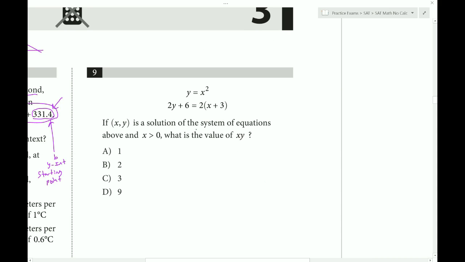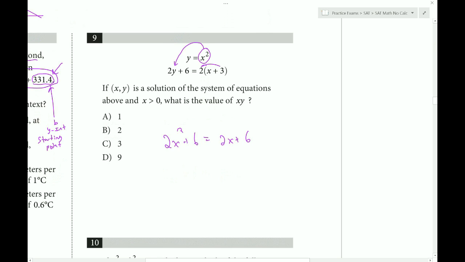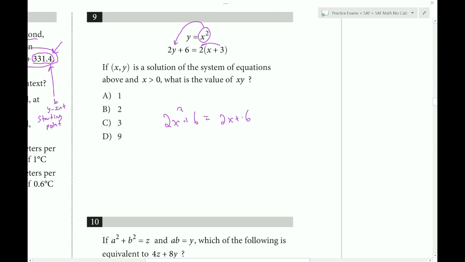If x, y is a solution to the system of equations above, what is the value of xy? Okay. So this I'm going to plug in for y right here. So we get 2x squared plus 6 equals, and then I could distribute the 2 here if I choose, 2x plus 6. I could subtract 6 from both sides at this point. They cancel out. Okay. And I can also divide by 2 on both sides. Alright, that will give me this.